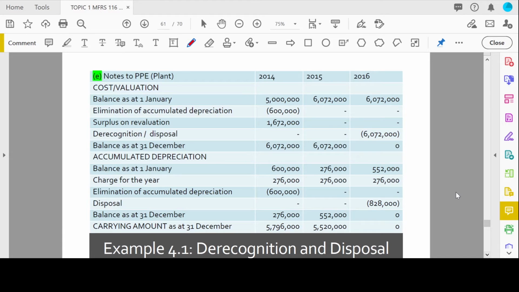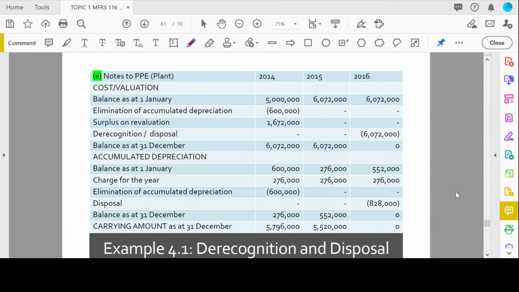Next is where you are required to prepare notes to PPE. Before we discuss the notes to PPE related to this plant, let me explain first, what are notes to PPE? Notes to PPE supply or provide additional information on the carrying amount that we have reported in the statement of financial position. Because we are not going to list down everything in the statement of financial position, but we show only the summary, or the total of PPE at the end of the year.